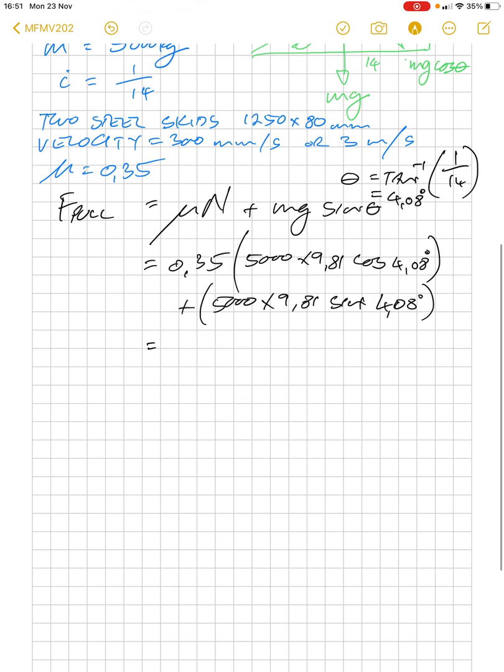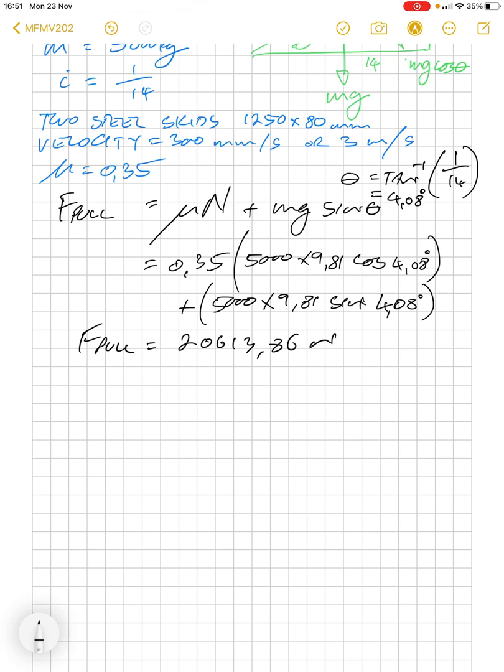Alright, so our total force then works out to be 20613.86 newtons. So that's the frictional force to overcome friction on the surface plus the component of the force due to mass that is pulling it down the slope.